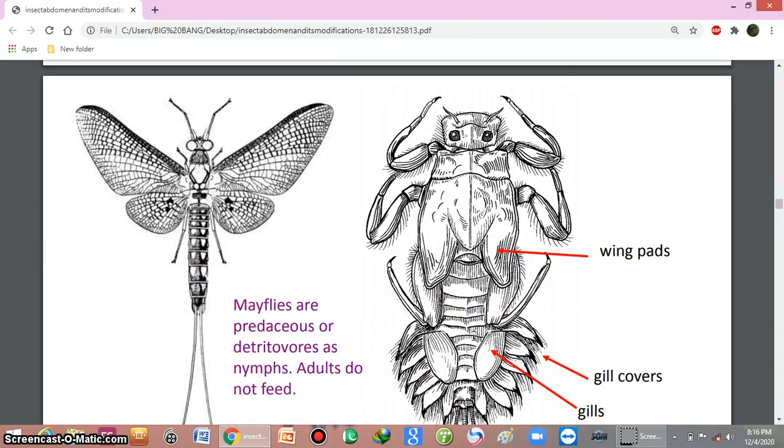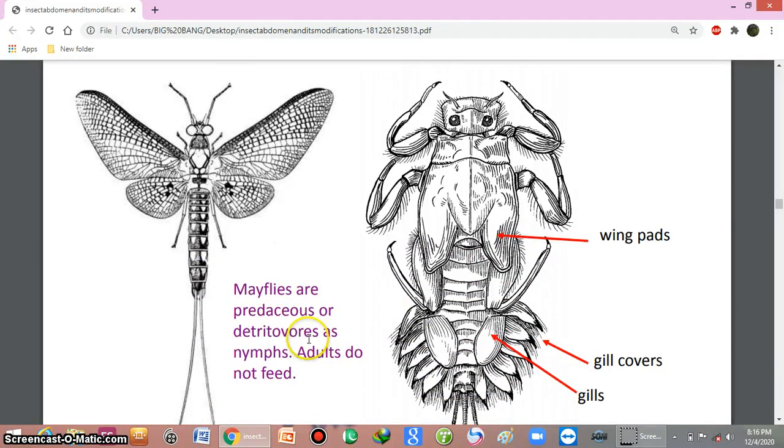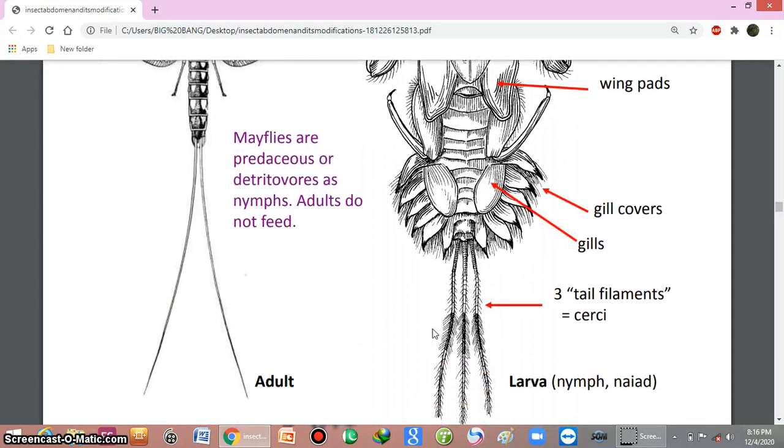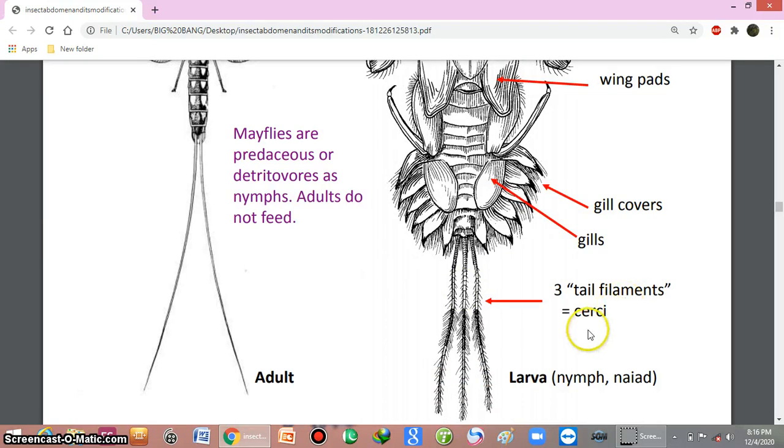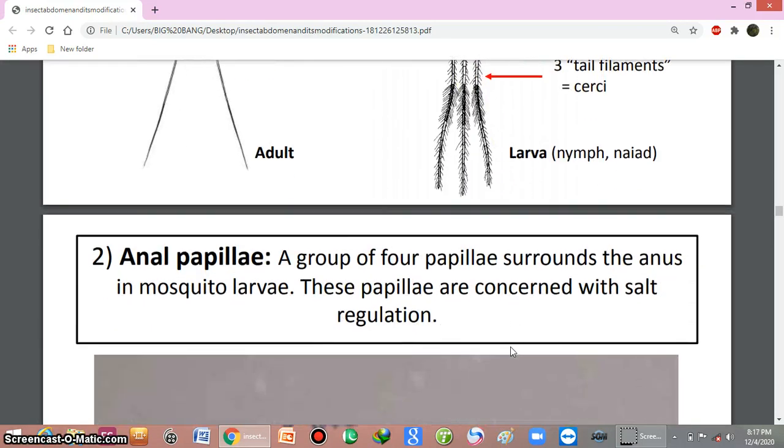This is the mayfly. As nymphs they are predaceous and detritivorous, feeding on dead decaying organic matter. Adults do not feed. These are the wing pads, this is the gill cover, and these are the gills. And these are the three tail filaments, cerci. This is the larva or nymph, the naiad.